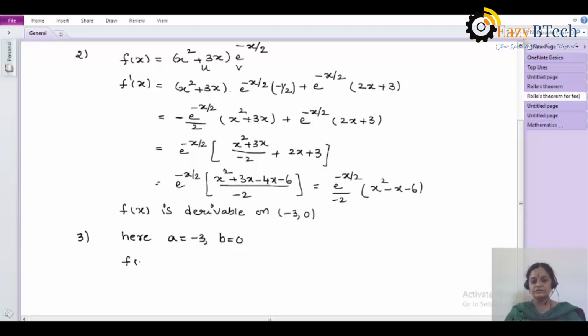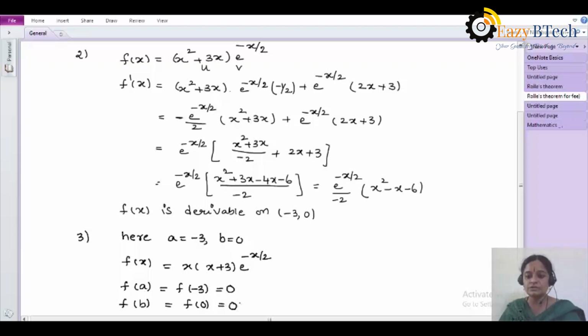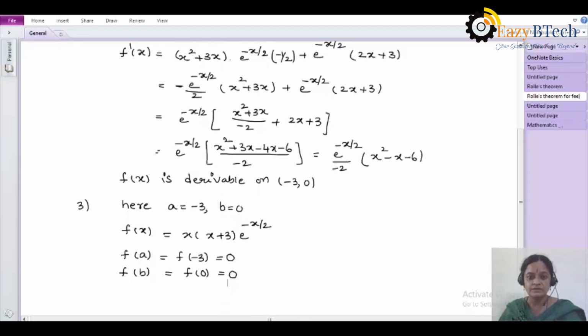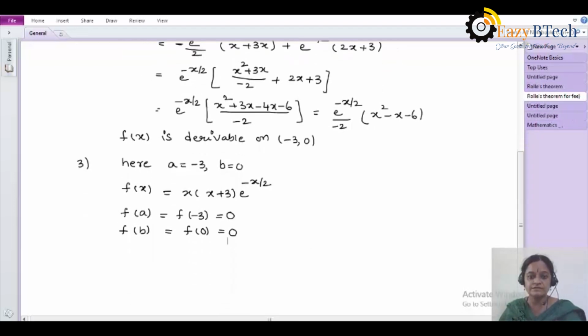Then our question, f of x is equal to x into x plus 3 e power minus x by 2. Now in the place of x, we have to find out the value of f of a. Substitute the value of a as minus 3 here. Then minus 3 plus 3 becomes 0. Now coming to f of b, the value of b is 0. Substituting the value of x as 0 here, then this value is also equal to 0. So what you notice here, students, the value of f of a is equal to 0, and the value of f of b is also equal to 0.